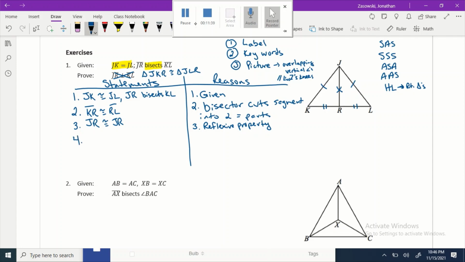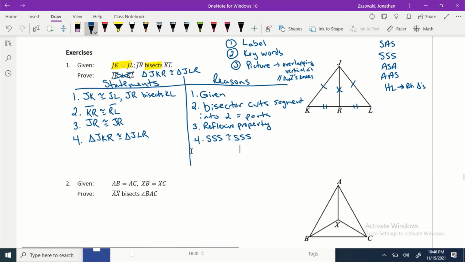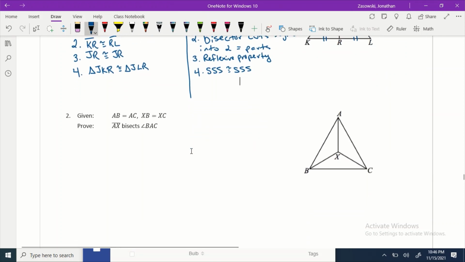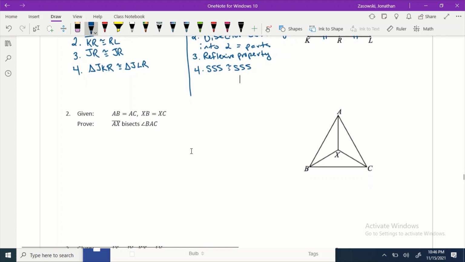So step 4, we're going to say triangle JKR is congruent to triangle JLR. And notice that we've put the corresponding letters in order. And then we're going to write SSS for the first triangle is congruent to the side, side, side in the second triangle. Awesome. Okay.